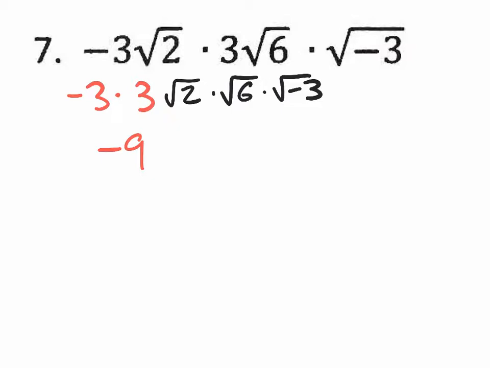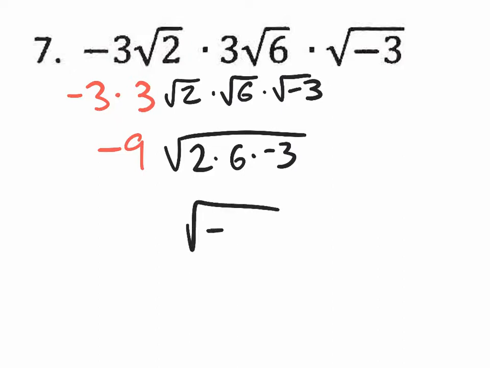And now the radicals, I want to actually put all of these together and see what happens, right? So when I go 2 times 6 times -3, what's 2 times 6? 12. What's 12 times -3? So I really have -36 in here with a multiplication of -9 on the outside.